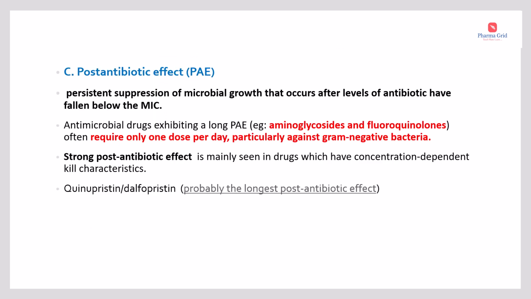And the next determinant is post-antibiotic effect. We have already seen this. It is nothing but the persistent suppression of microbial growth that occurs after levels of antibiotic have fallen below the minimum inhibitory concentration. That means certain antibiotics such as aminoglycosides and fluoroquinolones can kill the microbes even after their drug levels have fallen below the minimum inhibitory concentration. So this is known as the post-antibiotic effect.